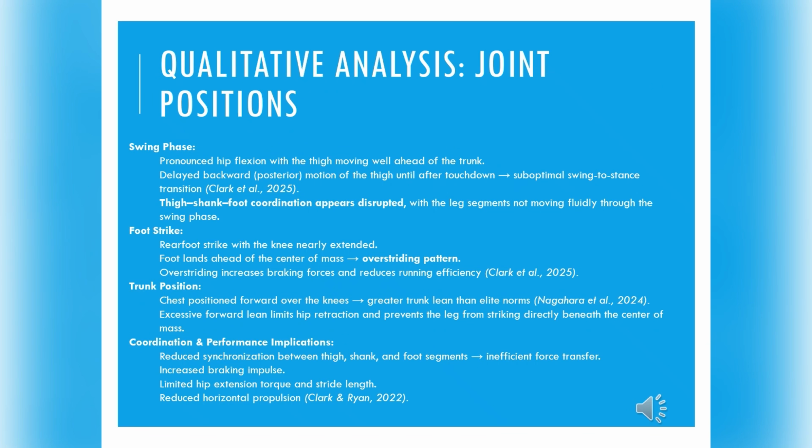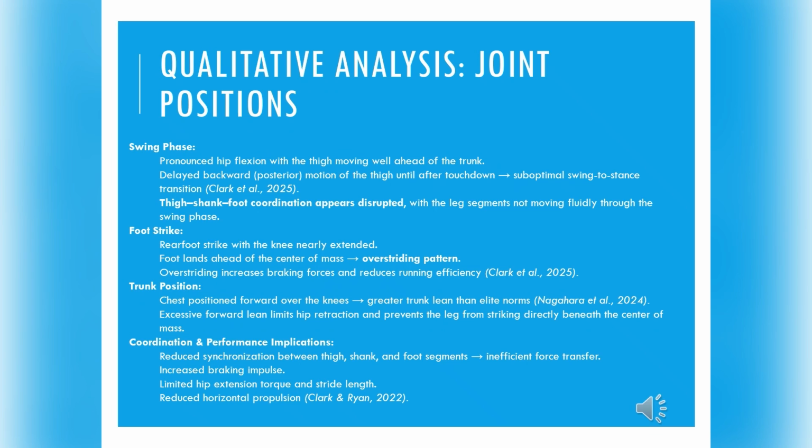In the qualitative analysis portion of this assessment, I evaluated the joint positions of the runner during his sprint. During the swing phase, the athlete demonstrated pronounced hip flexion, with the thigh moving well ahead of the trunk. The posterior motion of the thigh was delayed until after touchdown, indicating a suboptimal swing to stance transition, as described by Clark and colleagues in 2025.